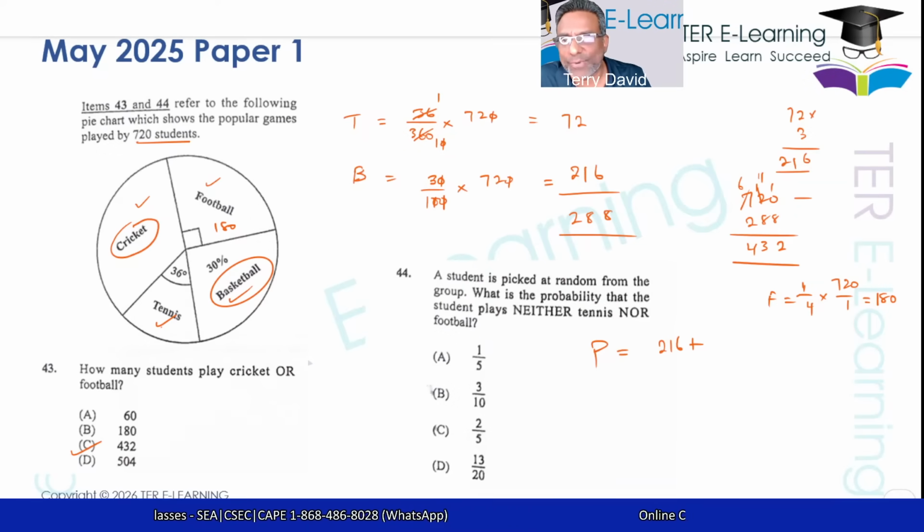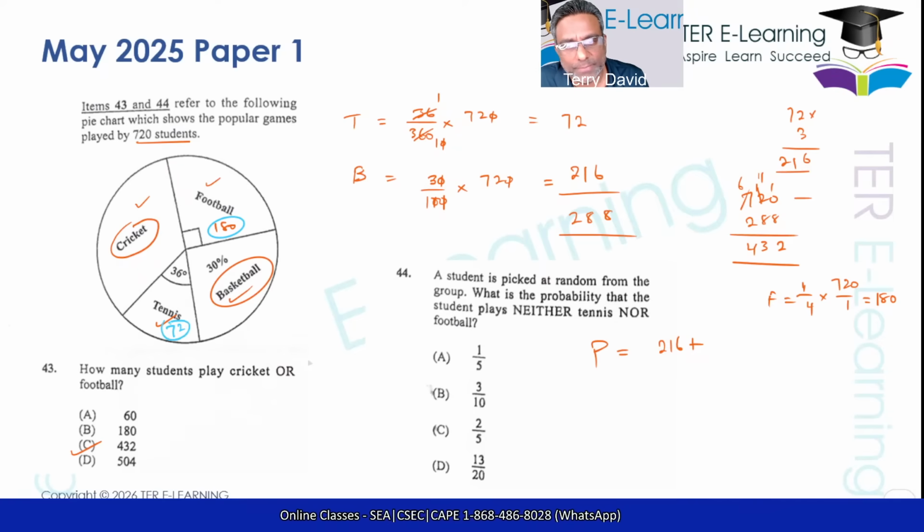One second, guys. Let me just write down what I knew because I'm starting to confuse my own self, right? So football is 180, right? This football here is 180. Tennis is 72. This is 72 here, right? Basketball is 216. I can work out cricket now, right? So to work out cricket, I have to add up 72 plus 216 plus 180.